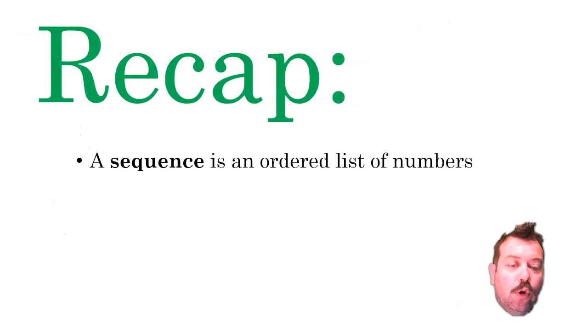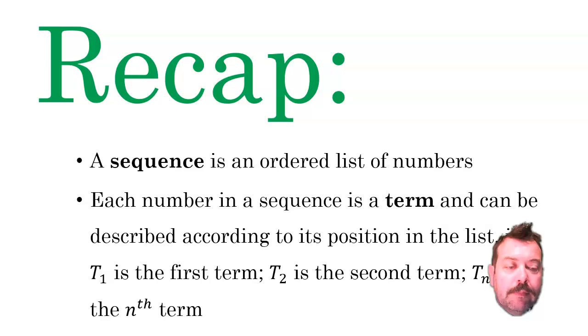So a sequence is an ordered list of numbers. Each of those numbers is called a term, and it can be described according to its position in the list. T1 is the first term, T2 is the second term, Tn is the nth term in general terms. That's it. That's our introduction to sequences.